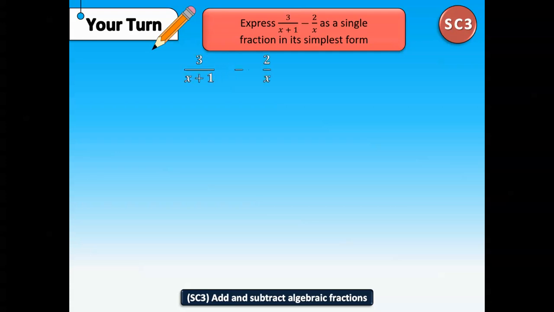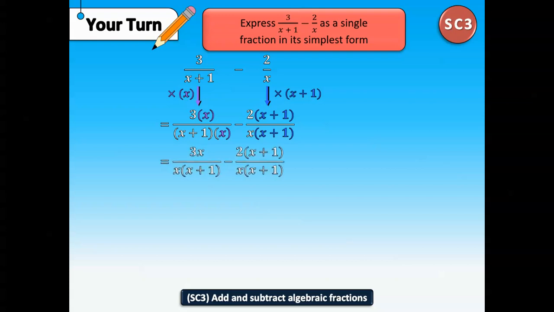So for this question, I need to make the denominators the same. So I times this fraction by x, and I times this fraction by x plus 1. Make sure we times the tops and the bottoms. So I get 3x minus 2 brackets x plus 1 on top, and x bracket x plus 1 underneath.